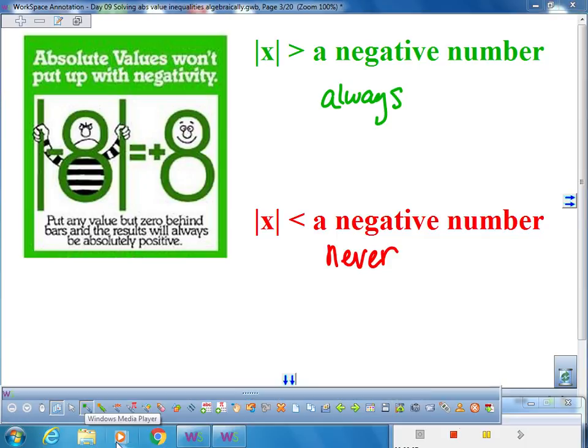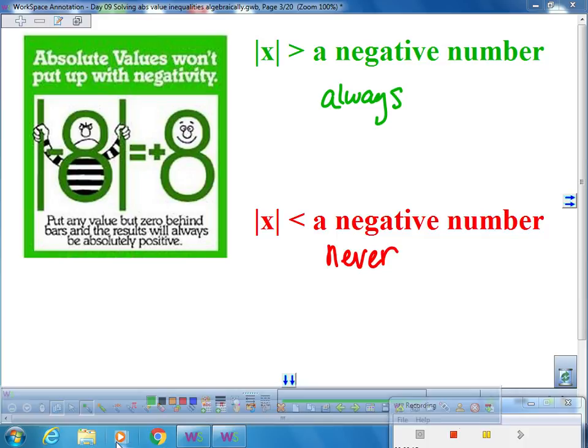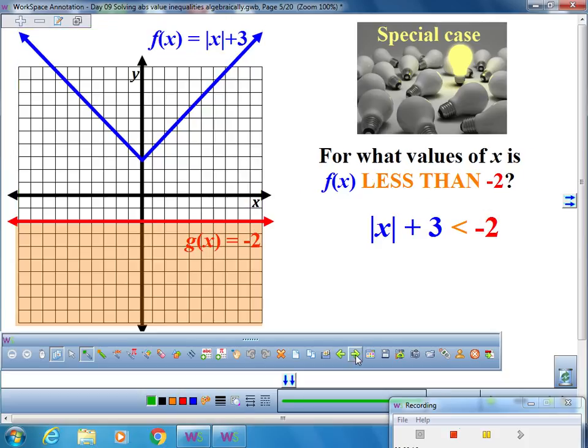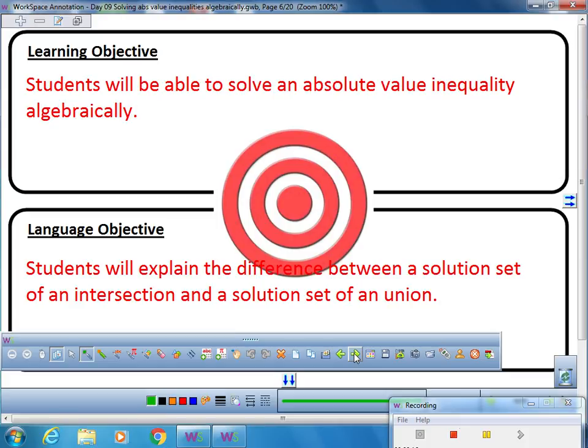A negative number, absolute value, is always greater than a negative number, but absolute value is never less than a negative number. Okay, so remember our special cases. So this is that whole greater than piece. If we have absolute value and a negative number, and it's greater, it's always going to be a solution. But if it's absolute value and we're talking about less than a negative number, it's never. I know I'm saying it over and over again, but it'll be the biggest place where you make mistakes.